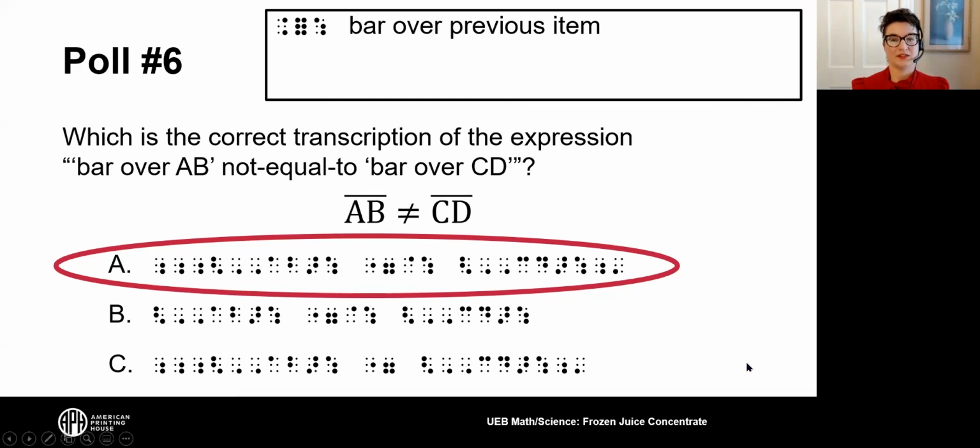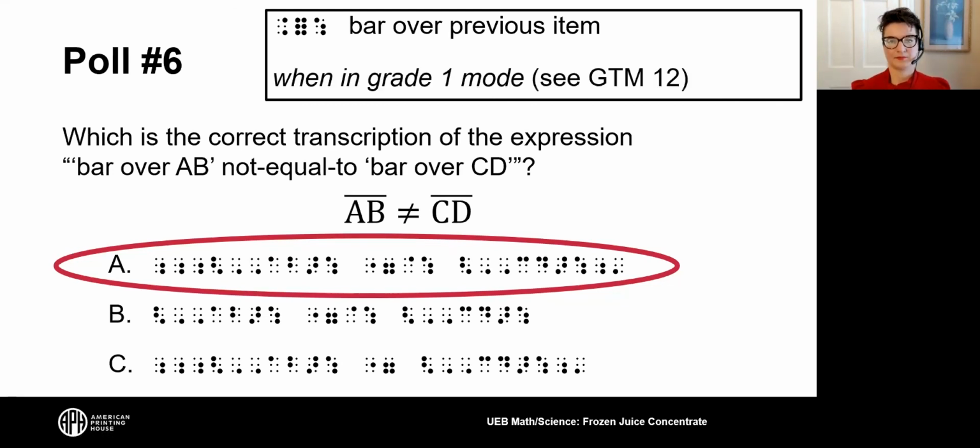Again, the bar over previous item is different from the line through previous item, and the bar over is simply dots 1, 5, 6 when it's in grade 1 mode, right? Otherwise, it's WH. And that bar over previous item is part of section 12 in Guidelines for Technical Material, which is called something cute like bars, lines, and more over and under.